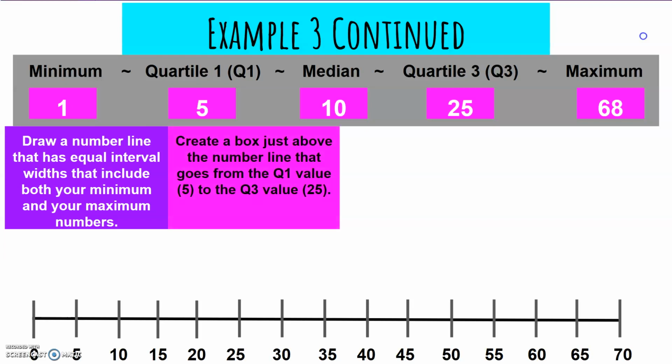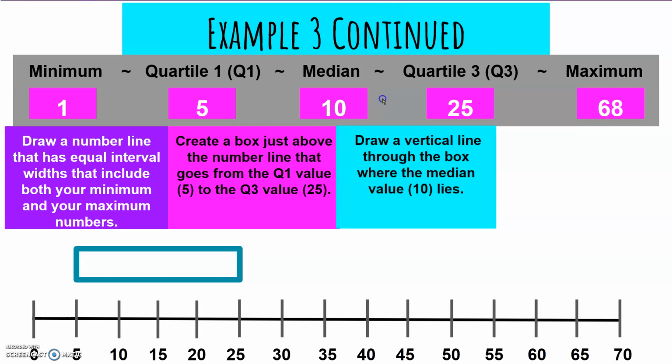Now we're going to create the box part of the box and whisker plot, just above the number line, that goes from the Q1 value, which is 5, to the Q3 value of 25. Notice we go here from 5 to 25. Now we're going to draw a vertical line through the box where the median lies. So this will be our middle number. It's going to go where the 10 goes, right here, so you can see. It's not in the middle of the box, it's at the median, where the middle number is.